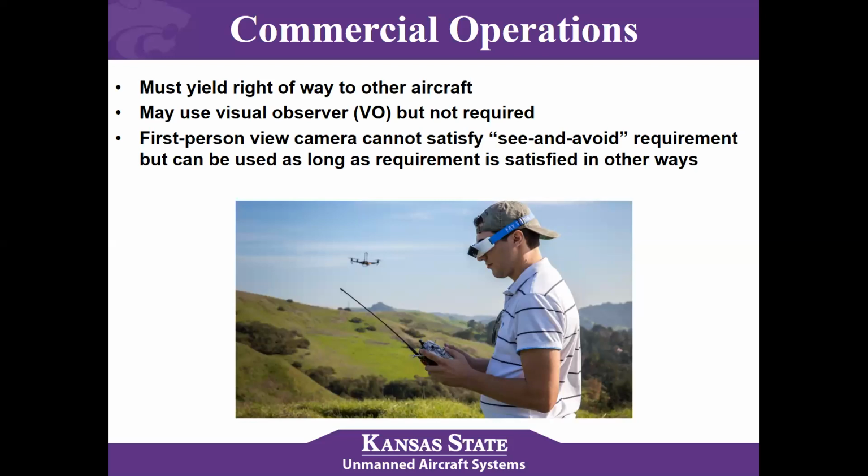And so in this instance, what he would need is a second person standing next to him that is actually clearing the area, clearing the airspace, making sure that there's not some manned aircraft flying into the area to where there could be a potential collision. So in this case, the VO would help him so that way he could fly first person view and keep safe within the national airspace system.